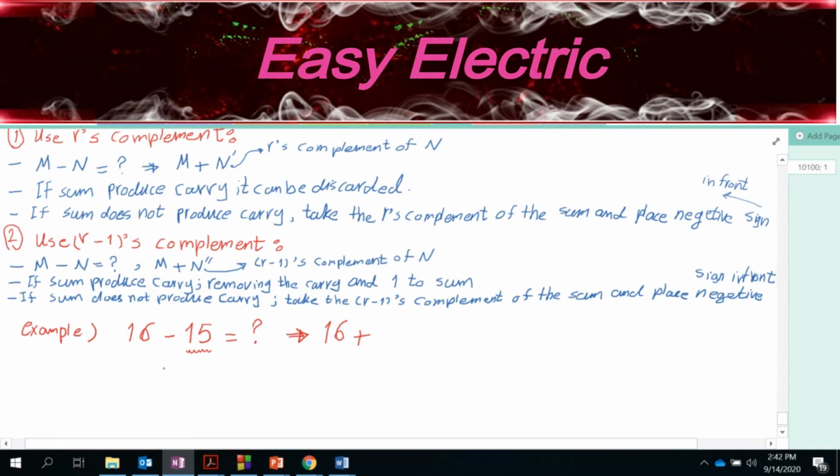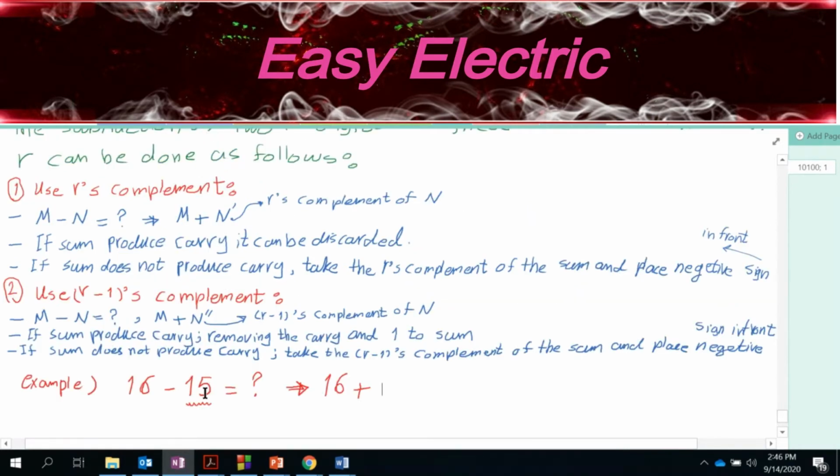You tell me, what is the 10's complement of 15? That's how I get the 10's complement. First non-zero digit, subtract from r, which is 10. So that means it should be 5, and all other digits from 9. So it should actually be 85, right? So 85 is the right one.